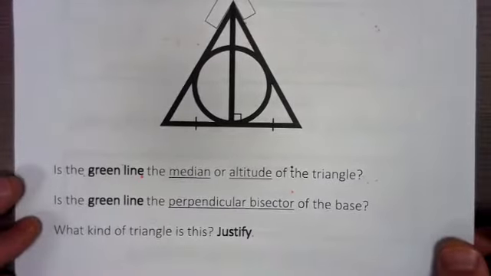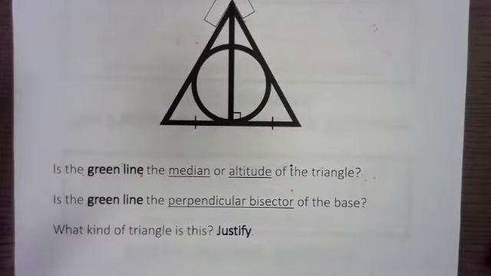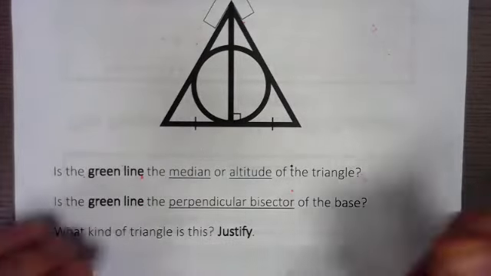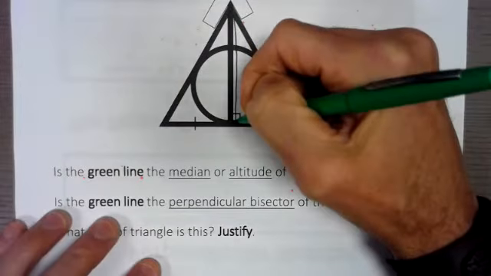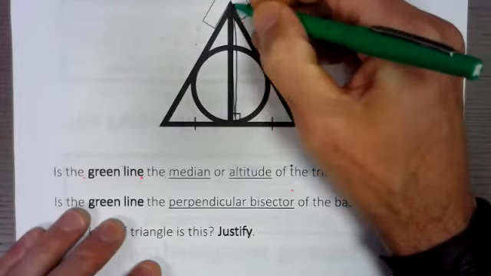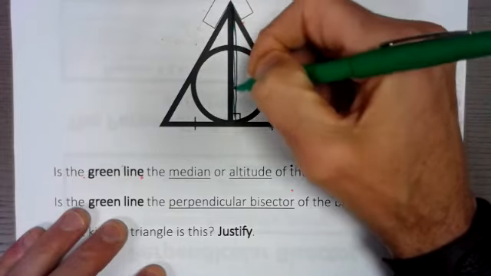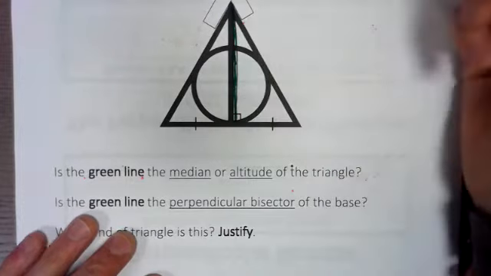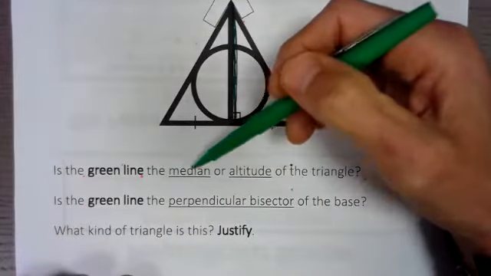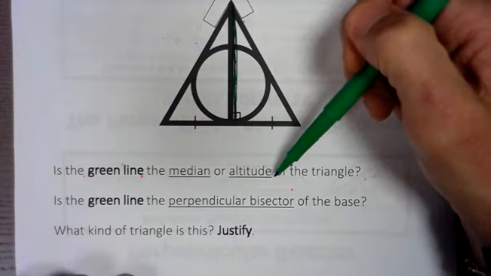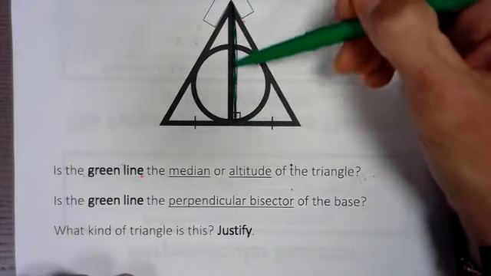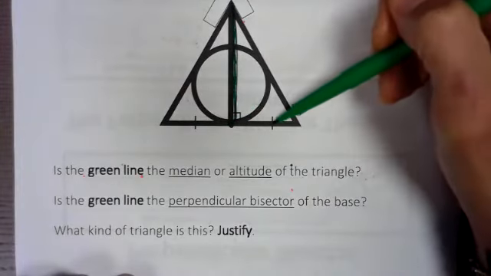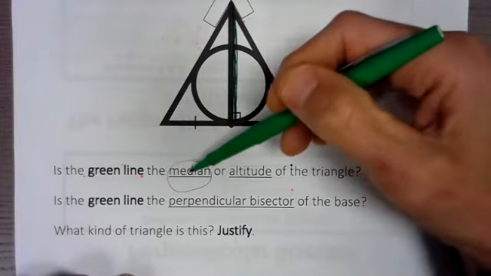Okay, so now we're talking about medians, altitudes, and perpendicular bisectors. So the green line, that should be green right here, this one, which in the Harry Potter universe is actually the wand. I'm not gonna tell you anything else if you haven't read it yet, no spoilers. Is the green line the median or the altitude of the triangle? Well, we know a median comes across and intersects the midpoint of the opposite side. And we see the two tick marks here, so that tells us that it is in fact the median.